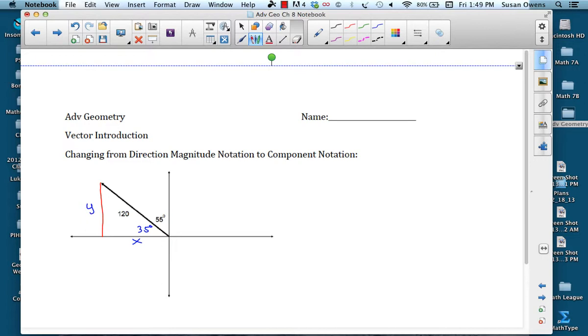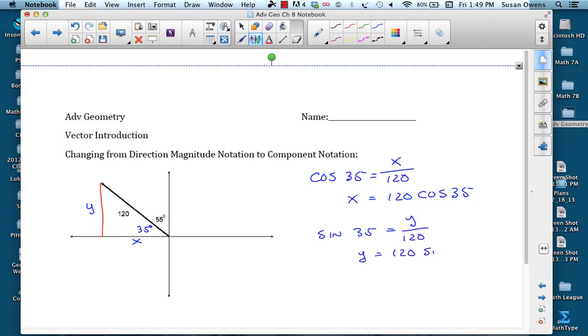Go ahead, David. Sine and cosine. Now, which finds me which? Devin. Cosine finds you x and sine finds you y. Yeah, cosine will find me x, sine will find me y. Now, you can write it out each time. You can do the cosine of 35 equals x over the hypotenuse, which is 120, which means x is 120 times the cosine of 35. And the sine of 35 is going to be y over 120. So y is 120 times the sine of 35.